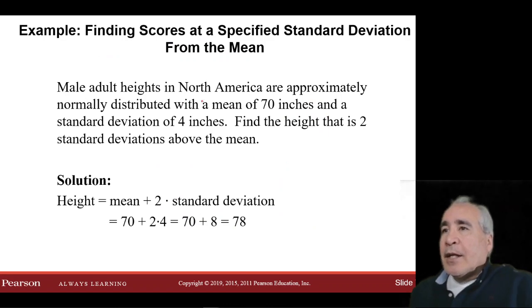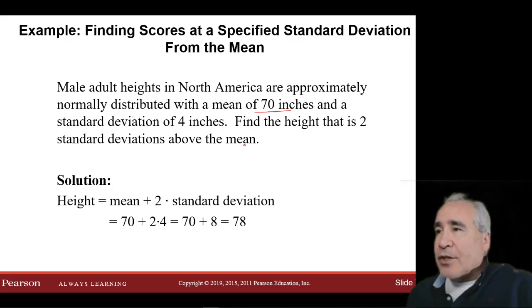Okay. So here's an example. Male adult heights in North America are approximately normally distributed. We have a mean of 70 inches. It's a little higher than me. And a standard deviation of 4 inches. So the standard deviation is 4. Find the height that is 2 standard deviations above the mean.